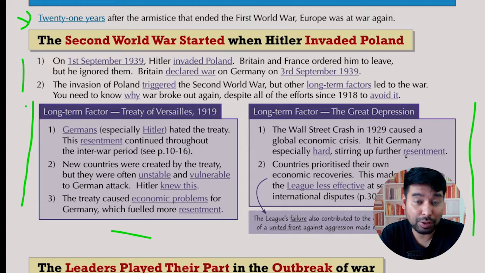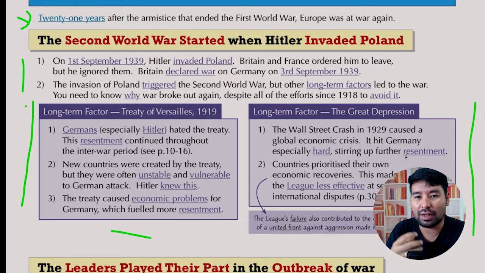And number three, the treaty. Remember, every time we talk about the treaty, we mean the Treaty of Versailles. It caused economic problems for Germany, which fueled, remember we have studied this word too, fuel, just like putting gasoline. It gave energy, it gave power to them. It helped make the resentment, that feeling, bigger.